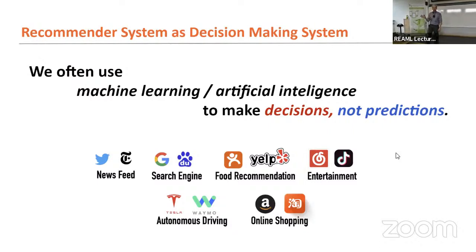So all of these systems are about making decisions and taking actions. They're not necessarily about making predictions. Predictions can be very helpful for that, but the direct thing that we want to optimize is the decisions, the quality of the decisions.